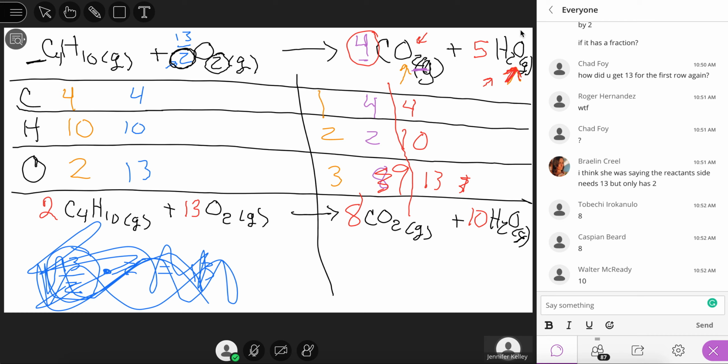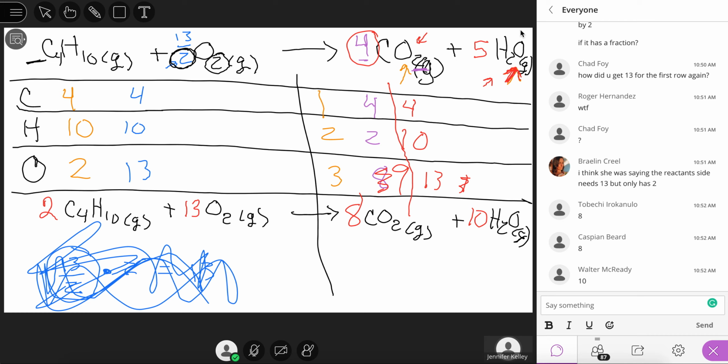So take a second to look at it. Chad, what's your question? Okay, so I noticed for the first row you got 13 when it had 2 at first. So I was wondering, how'd you get 13?